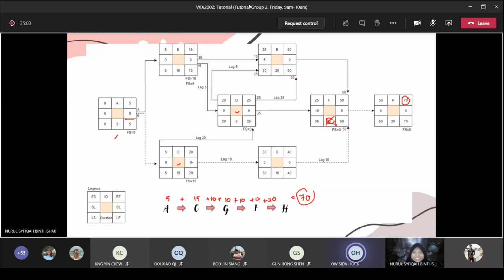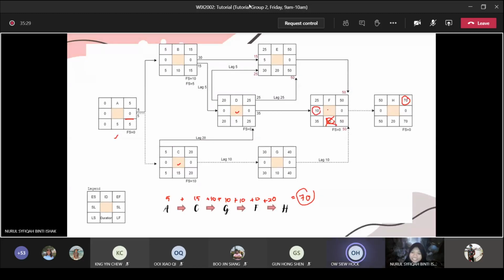You just have to find out which path you think is the critical path. So the guideline is, it must have minimum slack. You try to look for all those with 0, 0, right? That's the minimum one. So just now you have chosen A, C, G, F, H. Can you choose A, C, D, F, H as well?